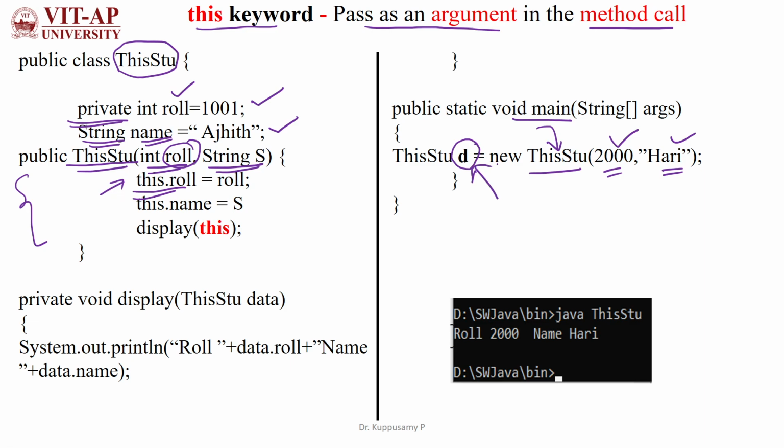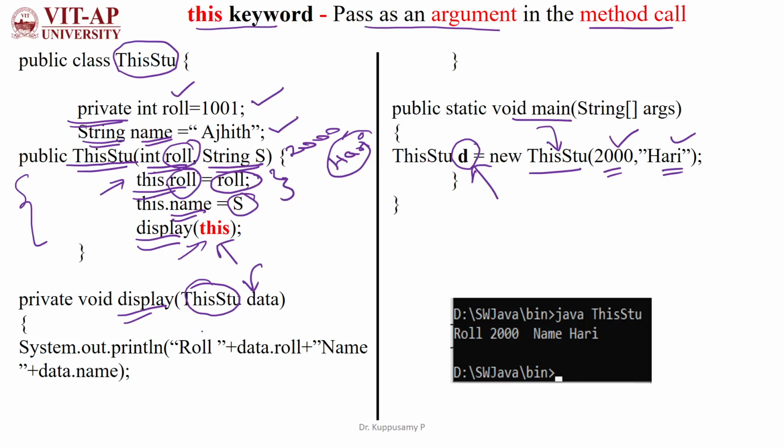Which is the current object? D. So here the current object values we are passing are 2000 comma Hari, for the two variables roll and string. So this roll is assigned to the current object roll, and Hari is assigned to the current object name. Then here you see we are passing these this values, the current object values, to the method display. Then the display method we are defining here with data, which is passed using the this keyword of the constructor this stu. So now when we are passing this data using the this keyword, it is printing data dot roll, this is the object.